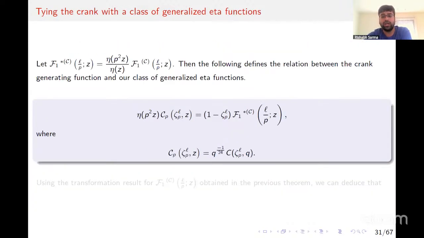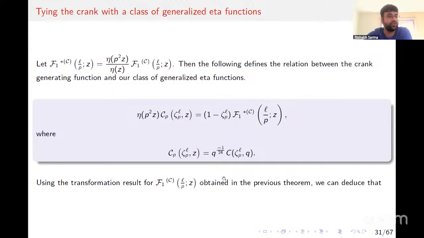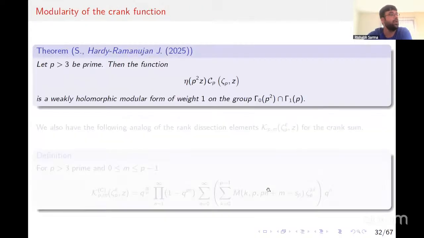So we can write the crank generating function in terms of these F1 functions that I have described before, and using the transformation result for the F1 function that we obtained in the previous theorem, we can deduce that the crank generating function times the eta product here is a weakly holomorphic modular form of weight 1 on the congruence subgroup Gamma_0(p^2) intersection Gamma_1(p).